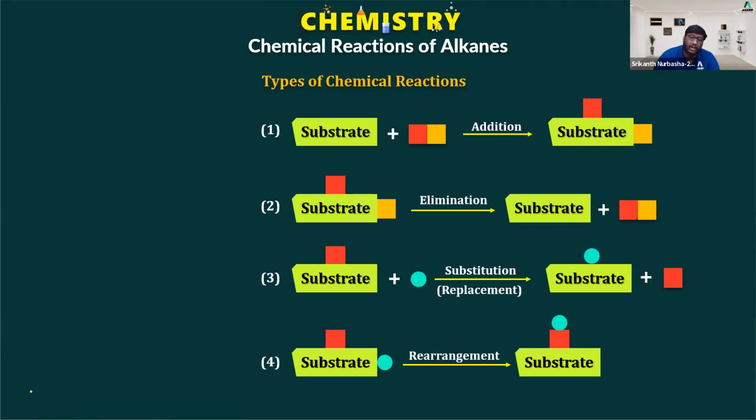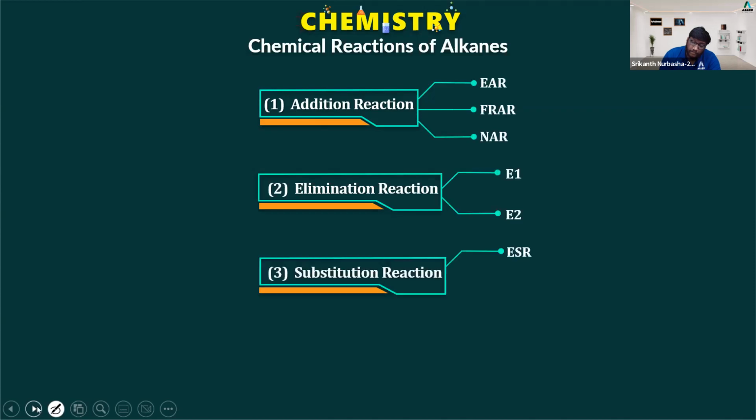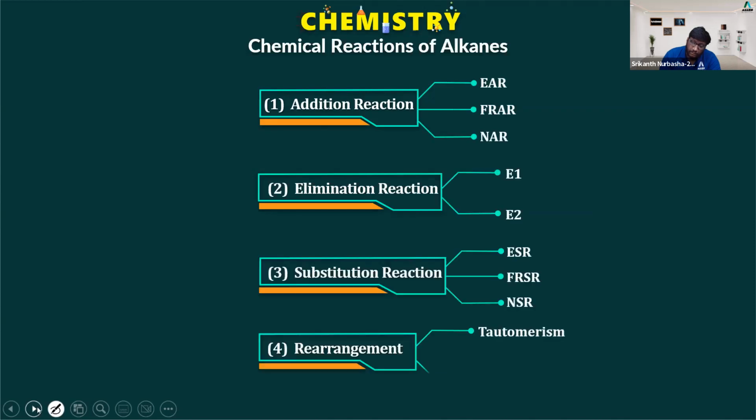Alkanes will undergo what type of chemical reactions majorly? As discussed earlier, can anyone say what are the different types of chemical reactions undergone by alkanes? Free radical substitution. Free radical substitution reactions. Very good. Okay, these are the general reactions.